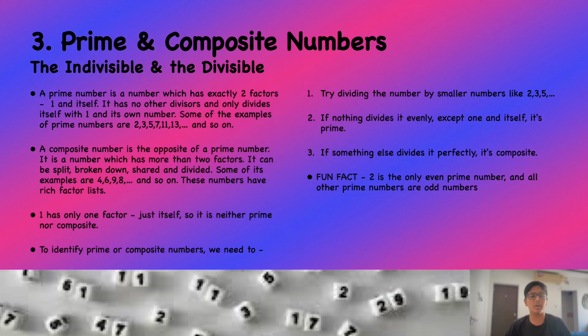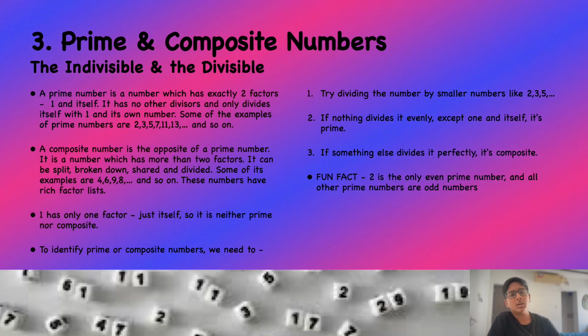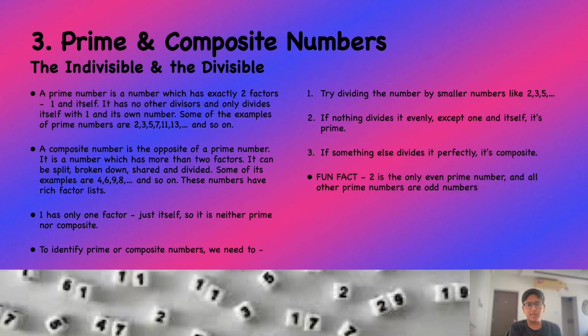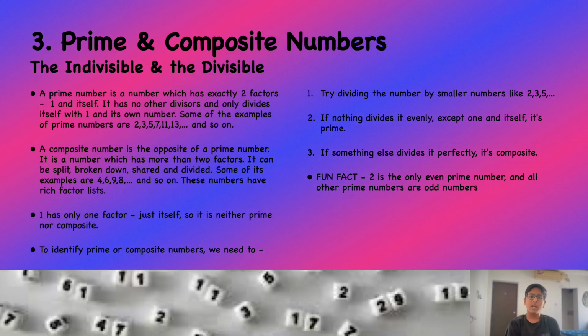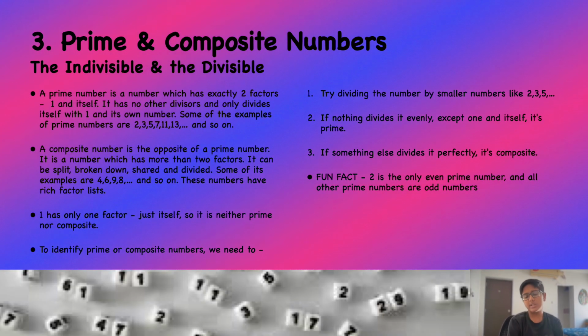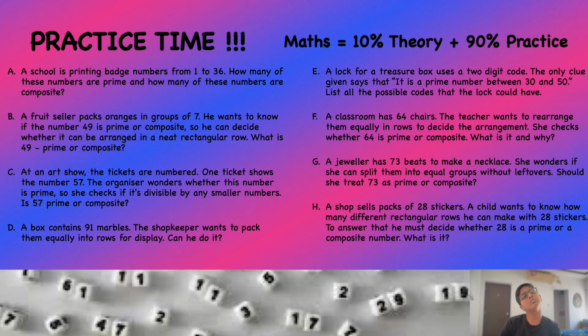So 1 has only one factor, just itself, so it is neither prime nor composite. To identify them, we have to try dividing the number by smaller ones like 2, 3, 5. If nothing divides it evenly except 1 and itself, it is prime. If something else divides it, it's composite. And 2 is the only even prime number, and all other prime numbers are odd numbers. Now, let's practice these questions. A school is printing badge numbers from 1 to 36.